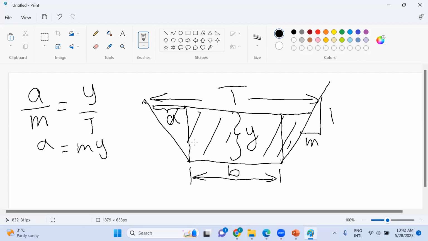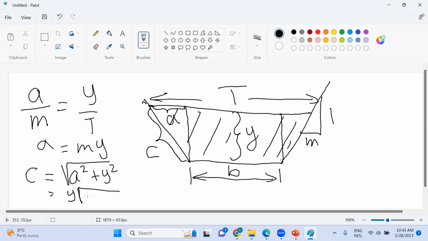Now use the Pythagorean equation to find out this length here. Let me say this is c. So what is this c here? C is equal to the square root of a squared plus y squared. So that a is equal to my. So when you take the a squared, you can take the y squared out, so that it becomes y times the square root of m squared plus 1. So I expect you to know how to get this kind of a simple equation.